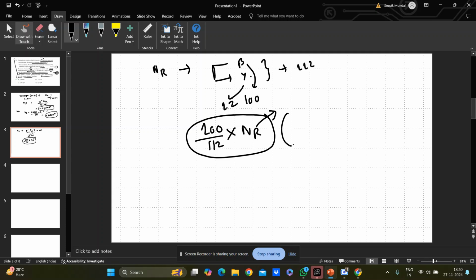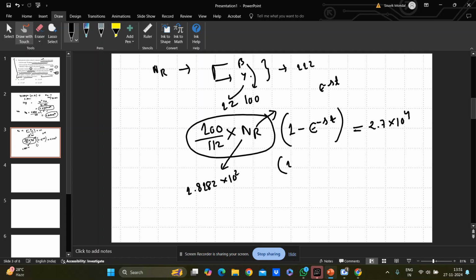So this into 1 minus e to the power minus lambda t, because the number of decays you have to find. If you multiply by e to the power minus lambda t, this will be the particles that survived. So you have to calculate the number of decays. So 1 minus e to the power minus lambda t is equal to simply 2.7 × 10^4. It is given. And your NR, previously calculated, is 8182 × 10^21.